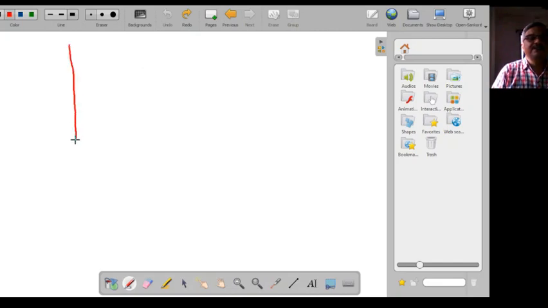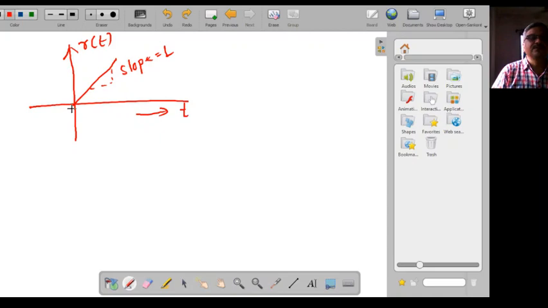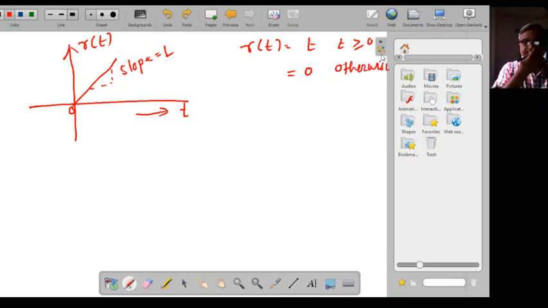I know that this is my ramp signal, this is my R of t signal, and its slope is everywhere equal to 1. That's why we call it a unit ramp. So this is t equal to 0, and mathematically we know that it is defined as t for t greater than or equal to 0, and it is 0 otherwise. So this is the definition.